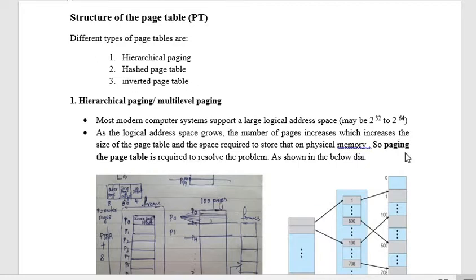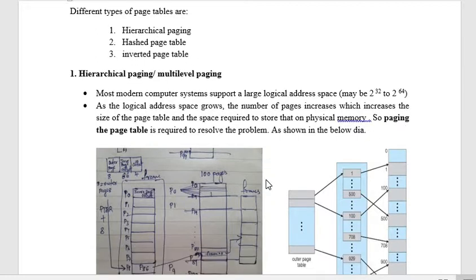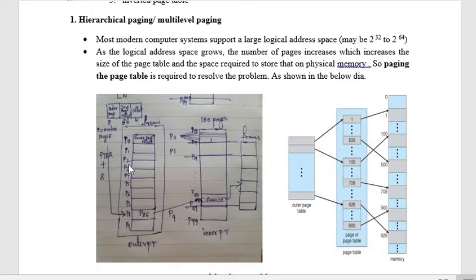Then what is paging the page table? Let us have this example. I have drawn a random diagram so that you could better understand, but while writing for the exam you could show this diagram for the two-level paging. Let us have one process here whose logical addresses have been divided into 100 pages, and here we have the physical memory available.